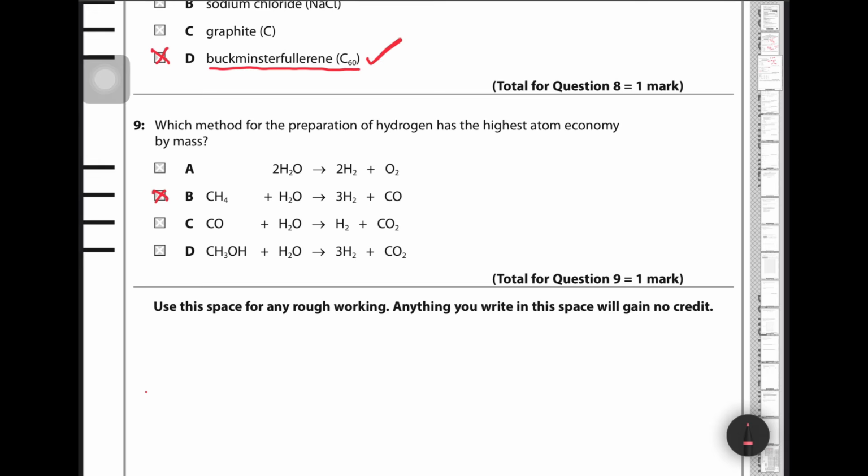And how did I do it? You just get the total molar mass of the desired product, which is hydrogen. So it's 6 upon water's Mr, which is 18, plus CH4's Mr, which is 16, times 100. So now if you just solve this, you will get 17.64 percent, which is the highest out of the remaining three. So the correct answer is B.